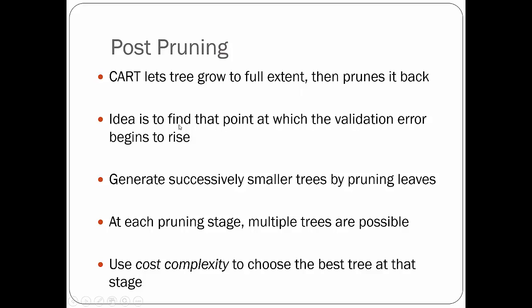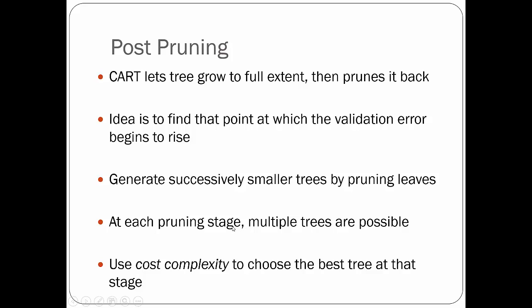The idea is you use the validation data set for post-pruning, and you keep pruning, and every time you prune, you check with the validation data, and then you stop once the validation set tells you that as you prune, the smaller tree's misclassification rate increases significantly. Then you stop and come back and increase the tree. So generate successively smaller trees by pruning leaves.